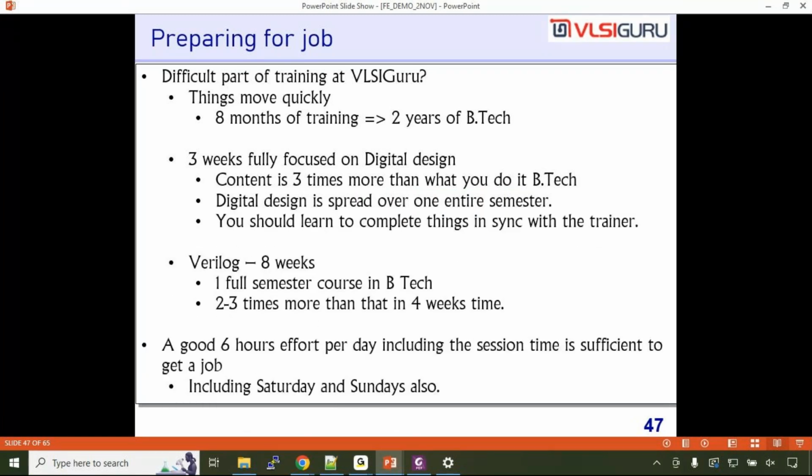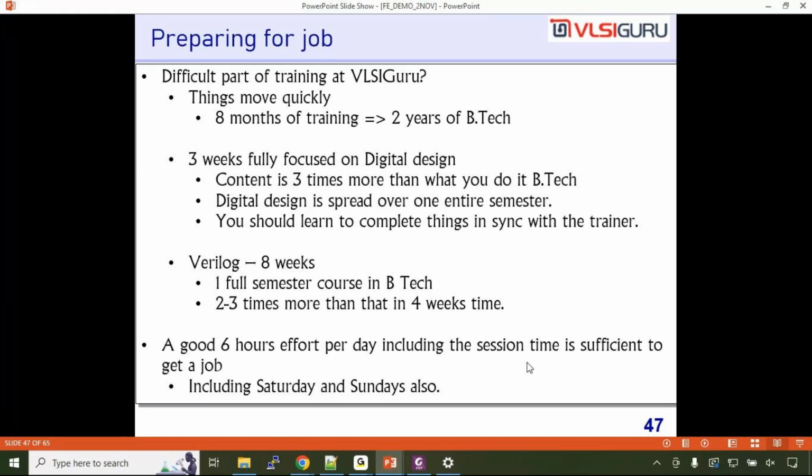Now for you to get a job, a little bit of planning is required. You don't need to do any research and development. You don't need to innovate any new product. Simple common sense is all that is required. What is that common sense? A good 6 hours of effort per day, including the session time. Let's say you spend 4 hours in a session, and another 2 to 3 hours you spend from your side at home, and you plan your revision accordingly.